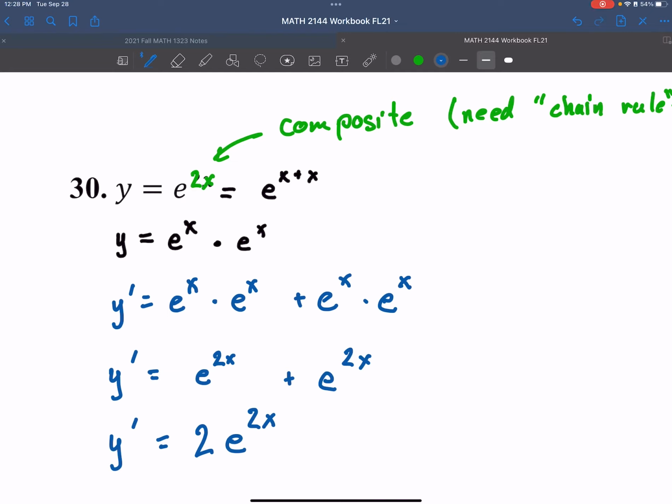How many got 2e to the x? Anyone get that before me? A couple of you, very good. Any questions so far?